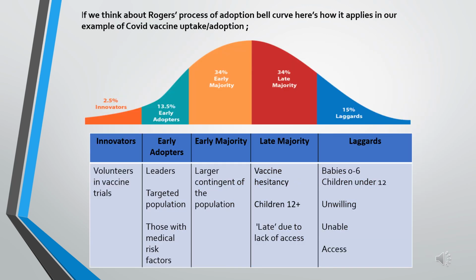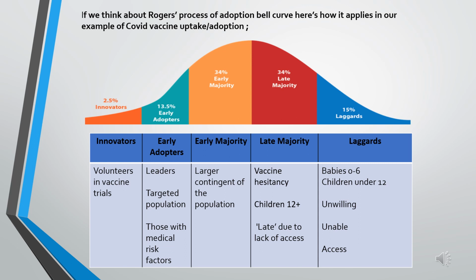If we think about Rogers' process of adoption bell curve, here's how it applies in our example of COVID vaccine uptake or adoption. The innovators are the volunteers in the vaccine trials. They show no fear of risk and enjoy being part of new things.